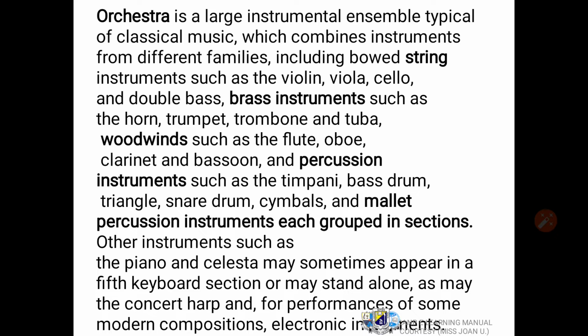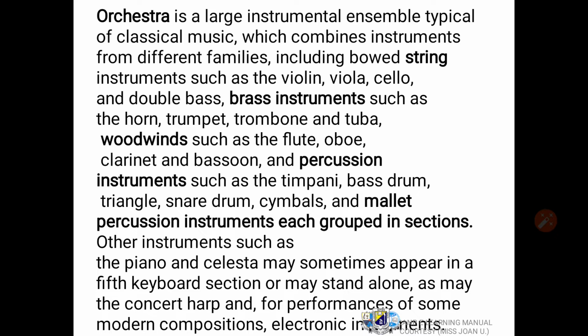We also have the brass instruments, such as the horn, the trumpet, the trombone, and the tuba. It also consists of woodwinds or wind instruments, such as the flute, the oboe, the clarinet, and then the bassoon. And finally, we have percussion instruments such as the timpani, the bass drum, triangle, snare, the normal drum, cymbals, and mallet. Percussion instruments are further grouped into sections, but we are not interested in that in this class.